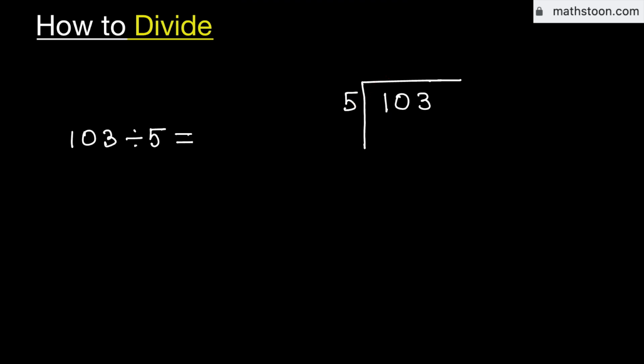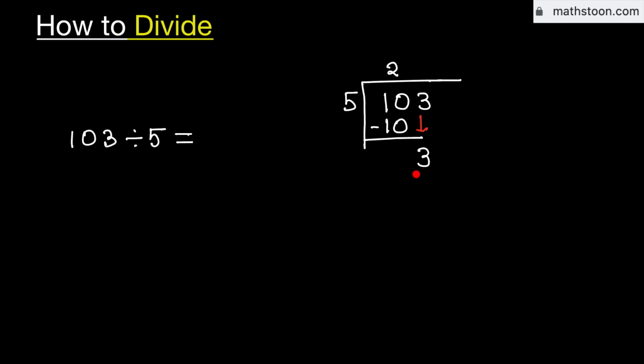We know that 5 times 2 is equal to 10. Subtract, we get 0. Now this 0 is less than 5. That is why we need to bring down this adjacent 3 here. Look that this is the number 3. So we will remove this 0.